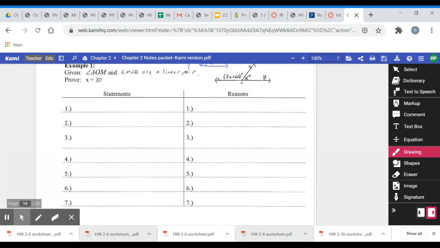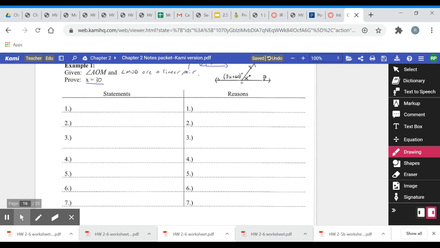You can see here our given is that angle AOM and angle MOD are a linear pair. They are showing us a picture this time, and we can see that one angle is 3x plus 60, the other angle is x. And we can see we're trying to prove that x is equal to 30. Remember, that means they're giving us the answer, and we just have to work to get to that answer.